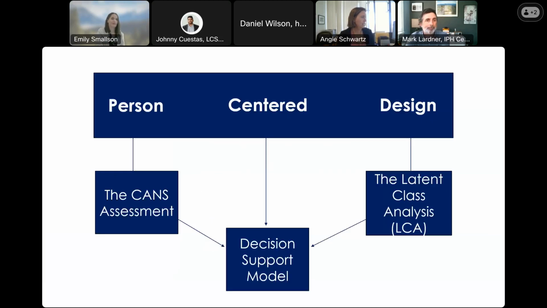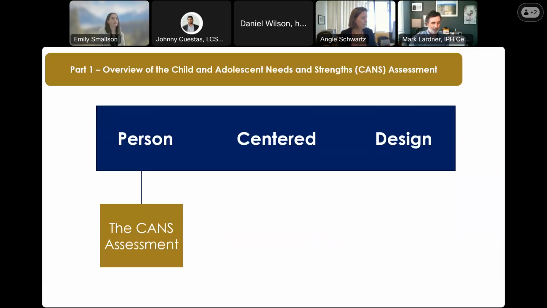So this is just a visual of how these things sort of connect to one another. It's all part of person-centered design. We have the CANS assessment and the latent class analysis, which together lead to that decision support model. And we'll start with the CANS assessment, and I'm going to turn it over to Dr. Fernando to walk us through.